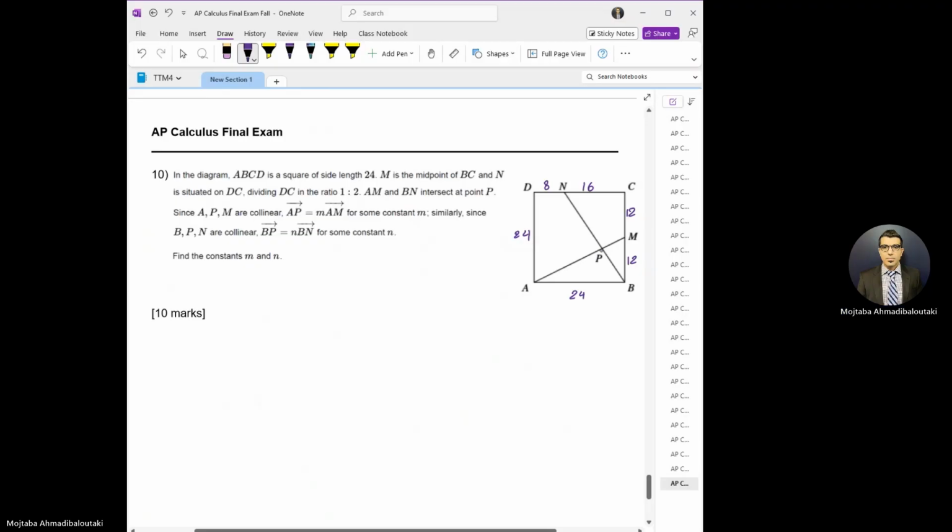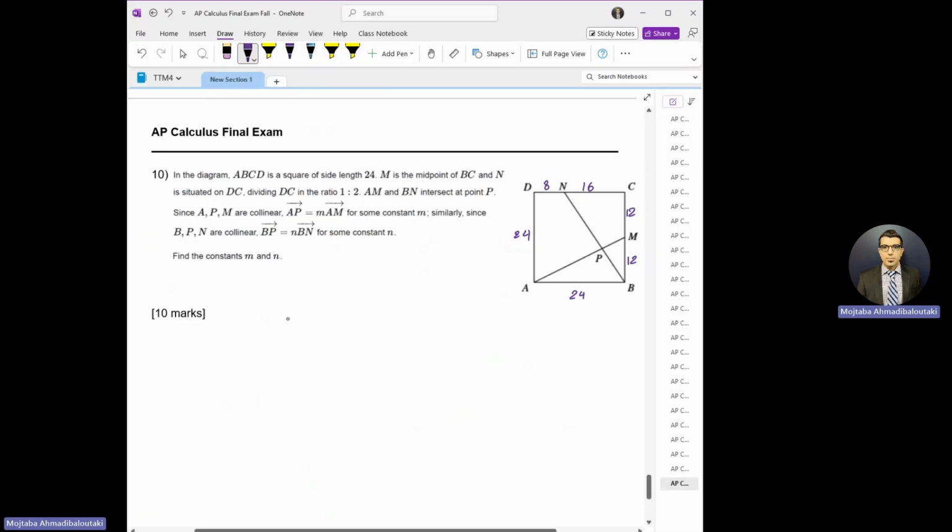And so we have some relationships here. We have AP equals m times AM. There you go, they're collinear. And on the other side, we have BP equals n times BN. They're also collinear. So we're going to find m and n, right? So we have all of this information.